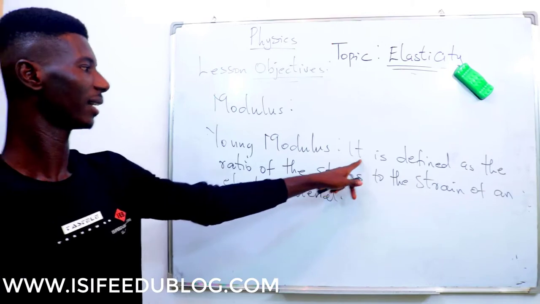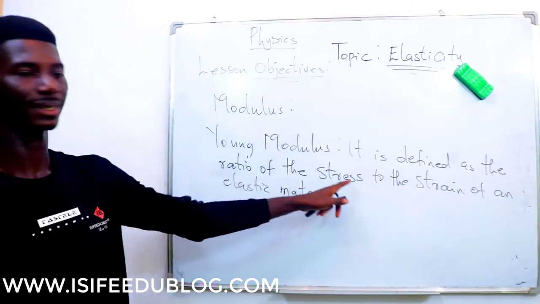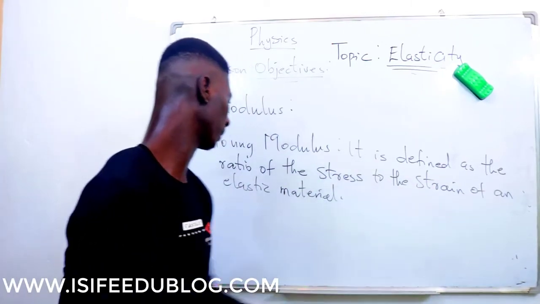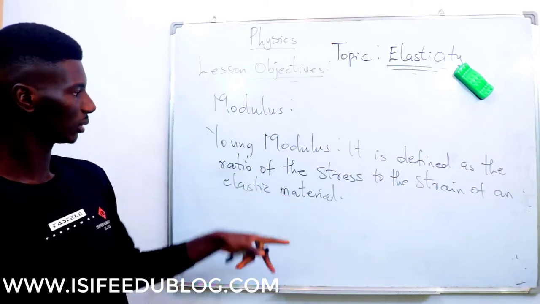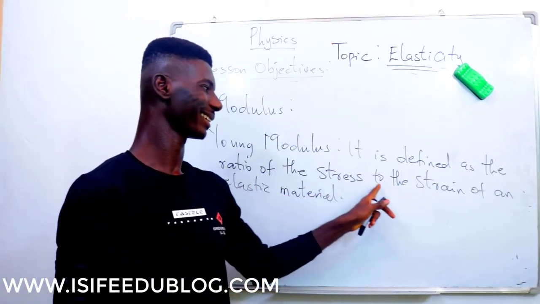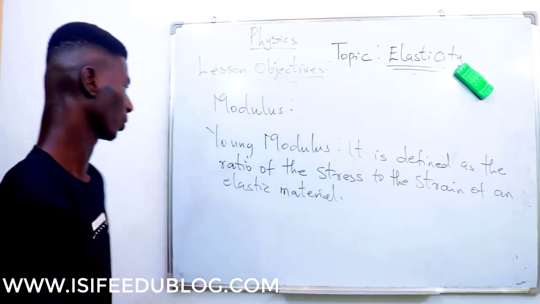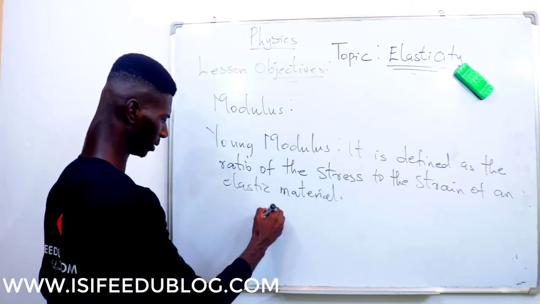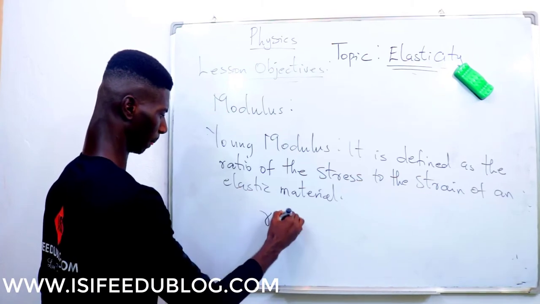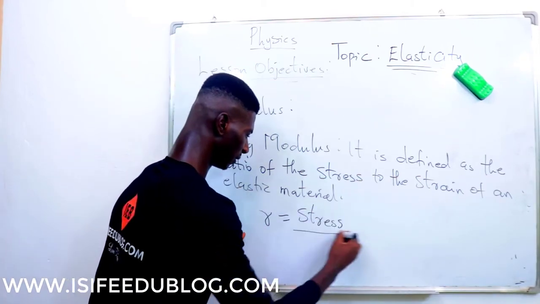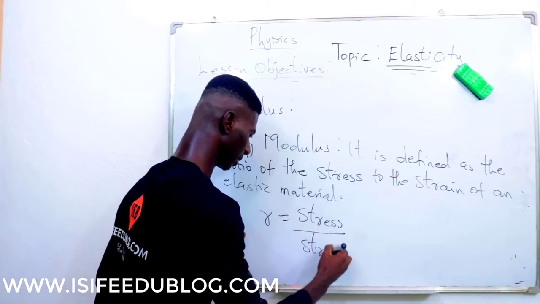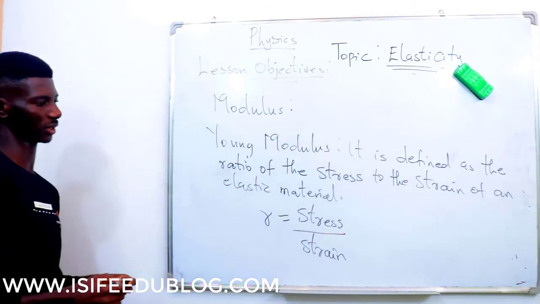Young modulus is defined as the ratio of the stress to the strain of an elastic material. Ratio means division, so Young modulus simply means stress divided by strain. We are going to use this to denote Young modulus. Young modulus is equal to stress divided by strain. This is what Young modulus is talking about.